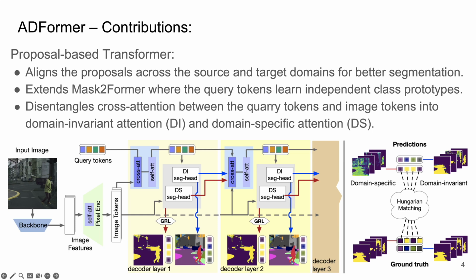Therefore, we propose ADFormer, a proposal-based transformer. It aligns the proposals across the source and target domains for better segmentation. As we can see in this pipeline, it retains the ADFormer where the query tokens learn independent class prototypes. ADFormer disentangles cross-attention between the query tokens and the image tokens into domain-invariant attention and domain-specific attention.